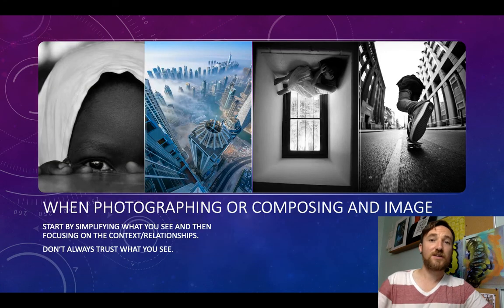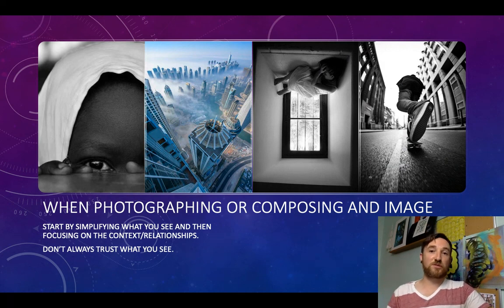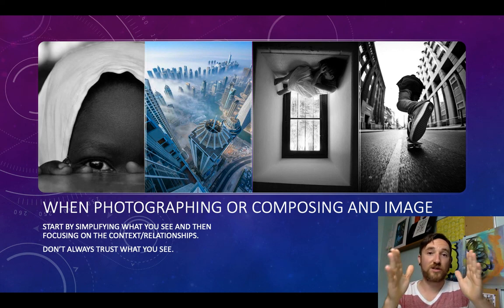And in photography, this also means using our perspective to enhance the viewer's experience. So when photographing or composing an image, you start by simplifying what you see and then focusing on the context and relationships, and not always trusting, but using those perspectives: tilting the camera, turning the camera, having a high angle, having a low angle, changing our perspective, the audience's perspective, because they see what you're seeing through the camera, to enhance their experience in a powerful way.